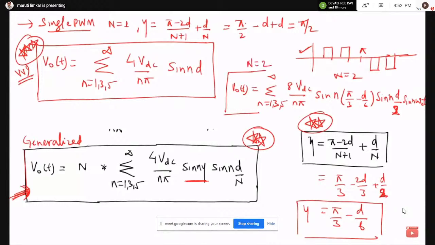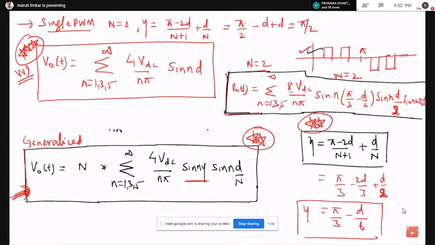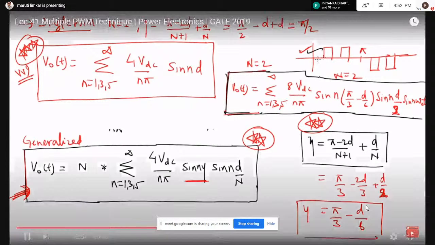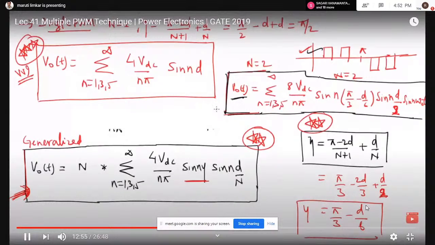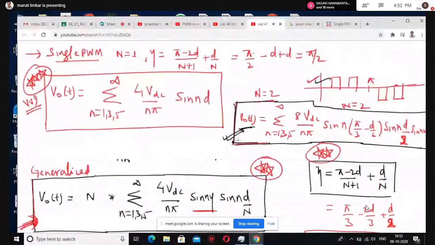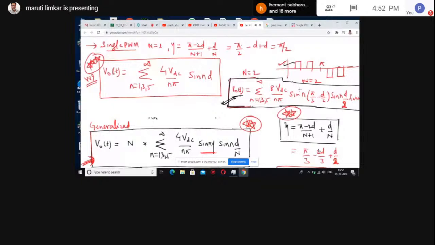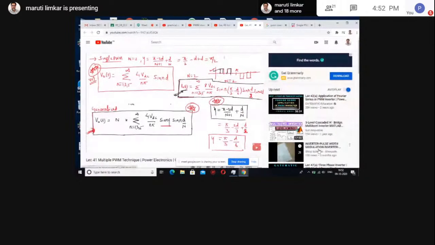So in PS Bimbhra, or if you will see any book, then you will get the Fourier series expression of this 2 pulse converter like this, and they have explained by taking multiple PWM. So if any guy will go through the book and they will see the Fourier series expression of multiple PWM that is equal to this much, then they will apply this formula directly in multiple PWM. But this will be wrong. Why? Because this is only for 2 pulse per half cycle. If I will give you the questions for 3 pulse, then this formula is not valid.